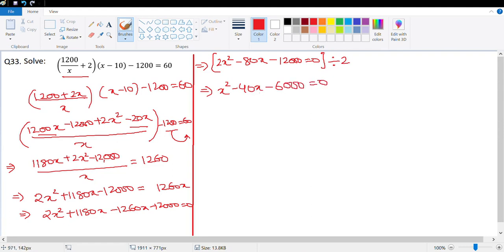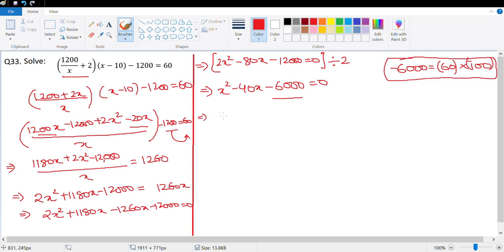So now I need to find factors of negative 6,000, the sum of which is negative 40. This one is fairly simple. Negative 6,000 can be written as 60 into 100. I need a negative 40, which means my bigger number is negative. So that's negative 100 multiplied with positive 60, and the sum of 60 and negative 100 would be negative 40. Perfect. So let's split negative 40 as 60 minus 100.